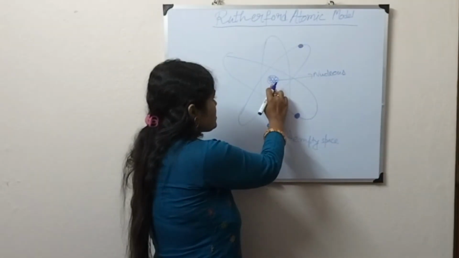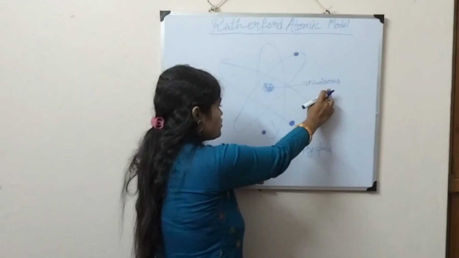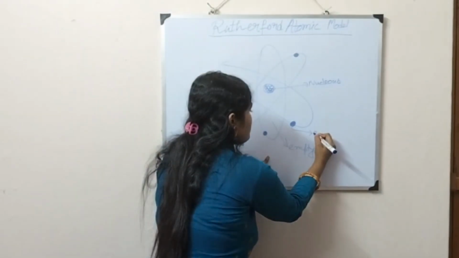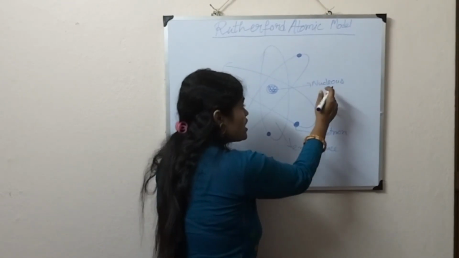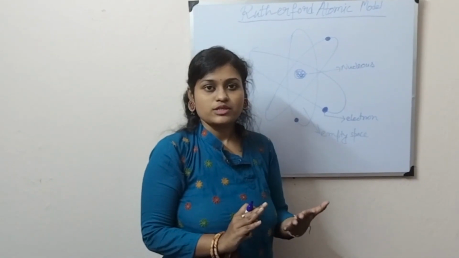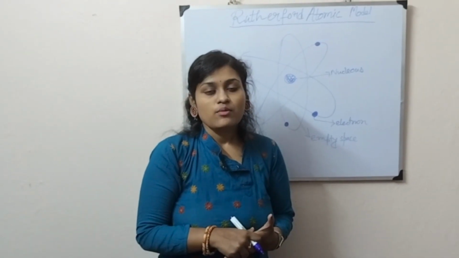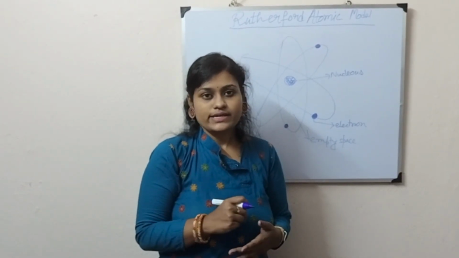So in the atomic model, some dense part is present that is called the nucleus, there is some empty space, and electrons revolve around the nucleus. So this is the first discovery of the Rutherford model. So how did he discover it? For this we should study the gold foil experiment.